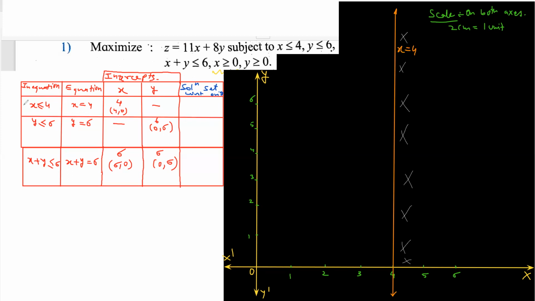Now I go for the next one. And here I write, solution set with respect to origin. So this is the origin side. This is what the solution set here is, origin side. Now I go for the next. The next is y equals 6. So y equals 6 is this line. You can check. So first I will draw y equals 6. So I drew y equals 6.